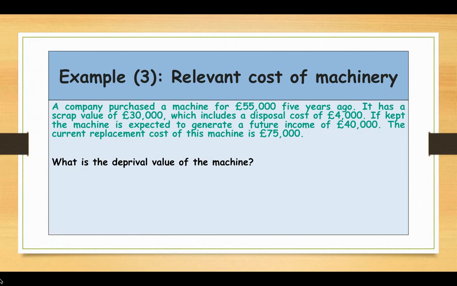Okay. Now we know the recoverable amount is 40,000. The replacement cost is 75,000. So when you compare the recoverable amount with the replacement cost, the lowest value is the recoverable amount. So the deprival value of this machine is £40,000.